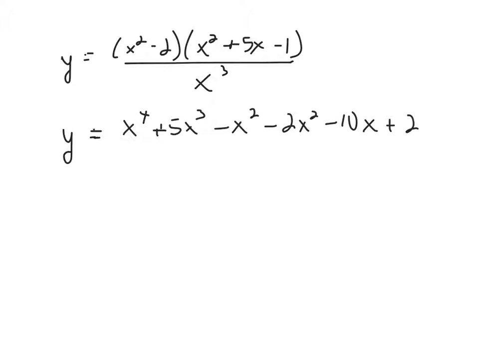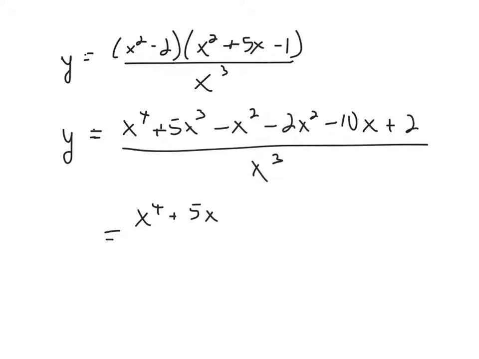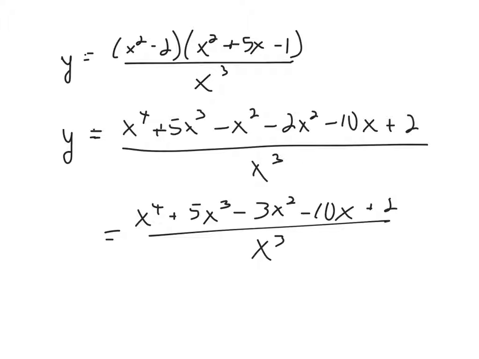minus 10x plus 2 all over x cubed gives me x to the fourth plus 5x cubed minus 3x squared minus 10x plus 2. Wow, that's a lot of terms. All over x cubed. And then hopefully you're starting to recognize, again, I'm trying to get you to look at this and kind of think about options here. Yes, we have a quotient of two functions, but since I have this simple denominator, I can take that and rewrite it as a sum or difference of a lot of terms, all separate, because I can put them all over x cubed.